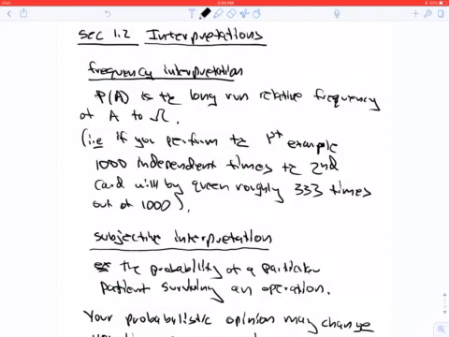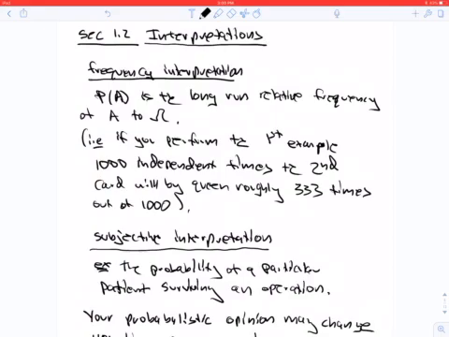Interpretations of probability, well, we have two: the frequency interpretation and the subjective interpretation. For examples where you can repeat an experiment many times with independent trials, you can interpret the probability as the limit of some relative frequency of the size of A to omega.